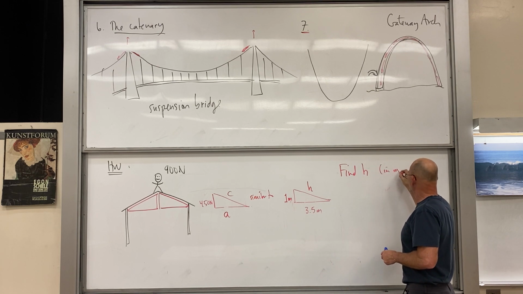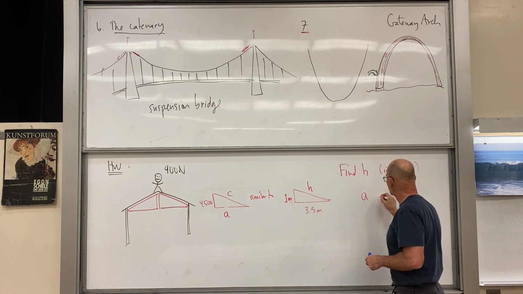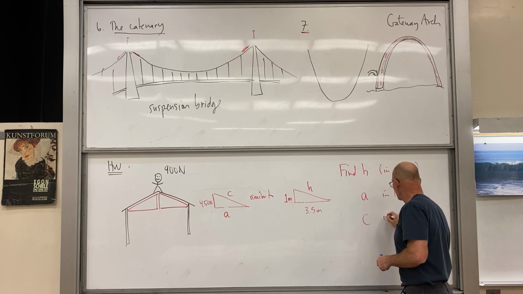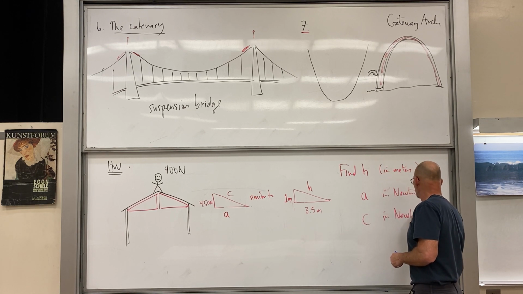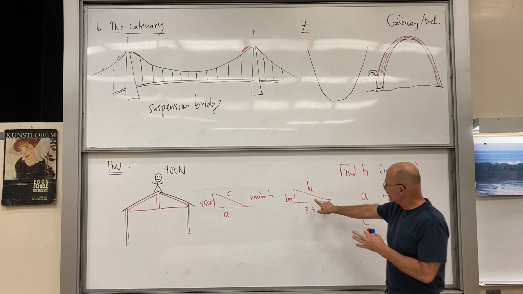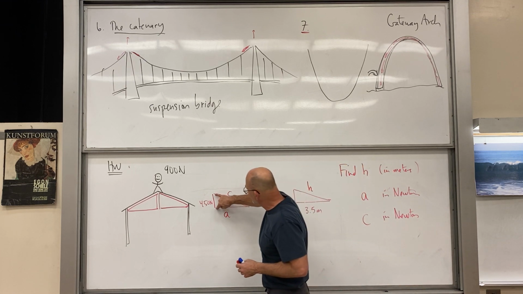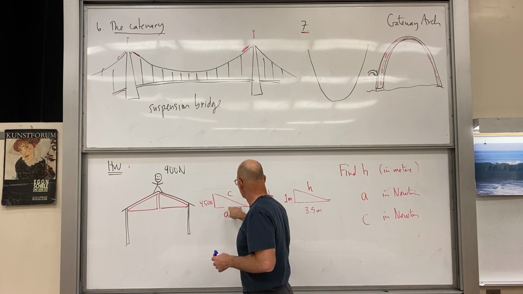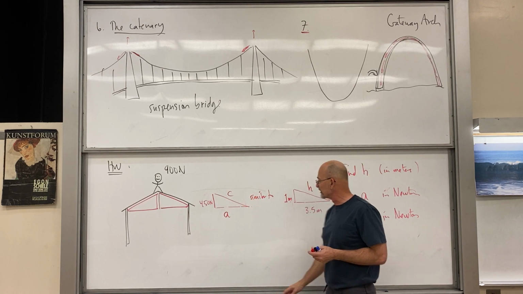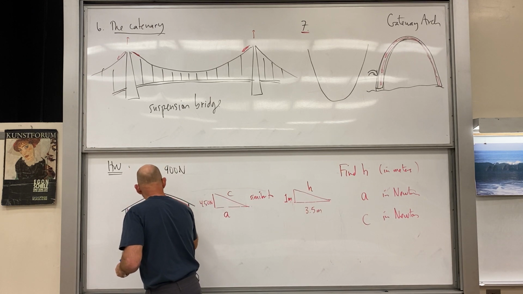So homework is to find H, that's in meters, and then find A in newtons, and find C in newtons. And you know, it's just geometry. And since I've drawn these reasonably to scale, you can see that approximately, if this is 450, this is going to be somewhat over 1,000. Okay, A is going to be over 1,000, C is going to be over 1,000. And that's the force that is pushing these walls apart.